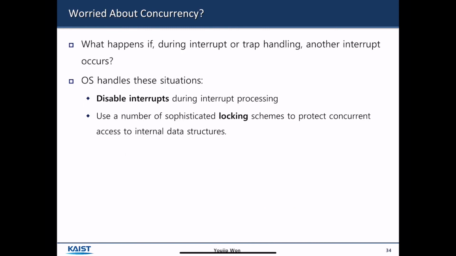What happens if, during interrupt or trap handling, another interrupt happens? It may entail a race condition. The operating system usually disables interrupts during interrupt processing, and there is a sophisticated locking mechanism to protect concurrent access to the internal data structures.